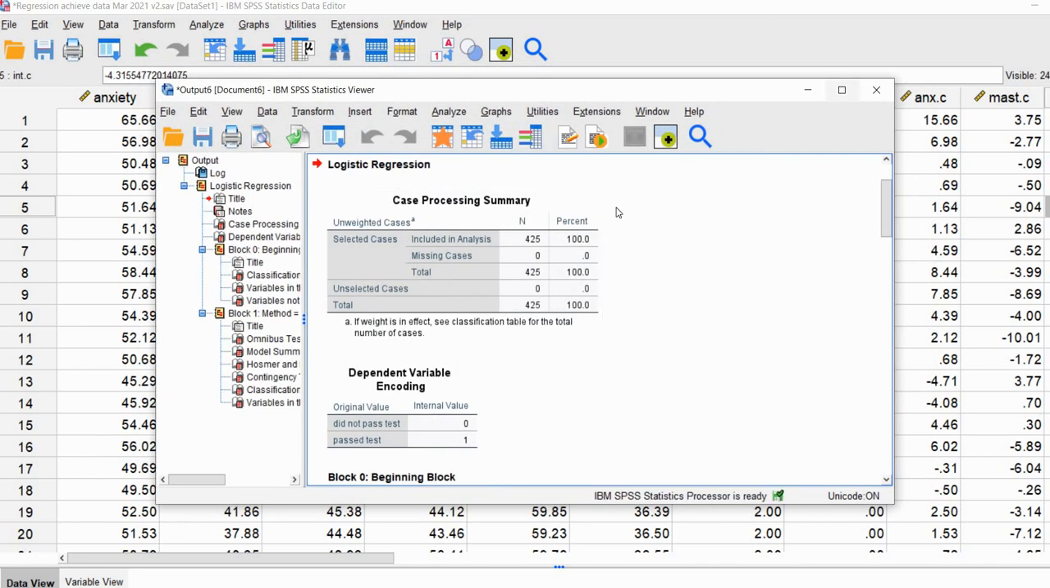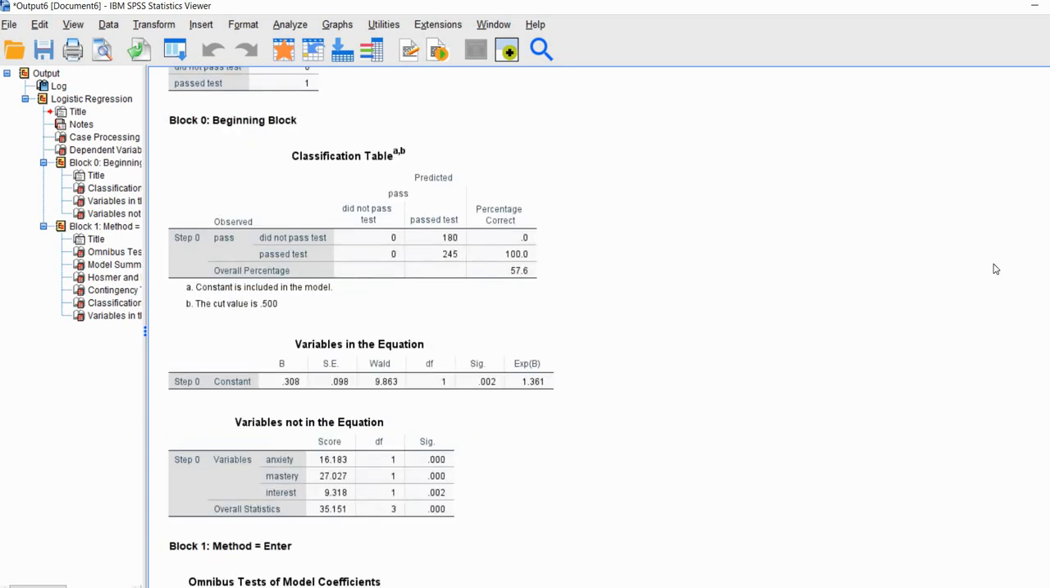We can now start to look at our output. The first thing you'll notice is we have two blocks. We have block 0 up here and block 1 down here. Block 0 basically contains information related to an intercept only model, or essentially a null model.